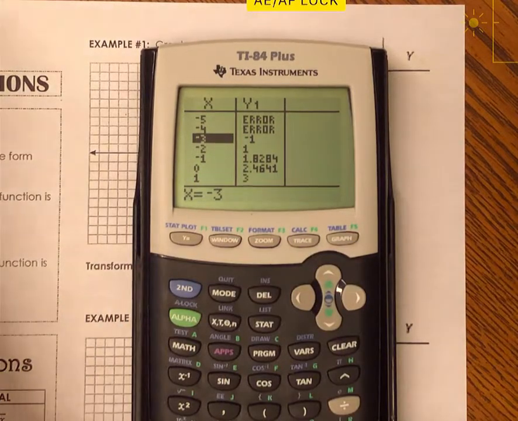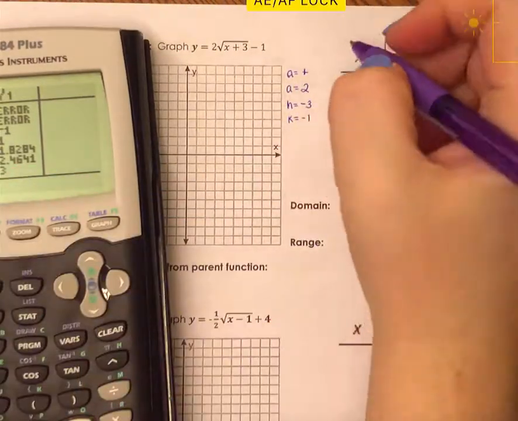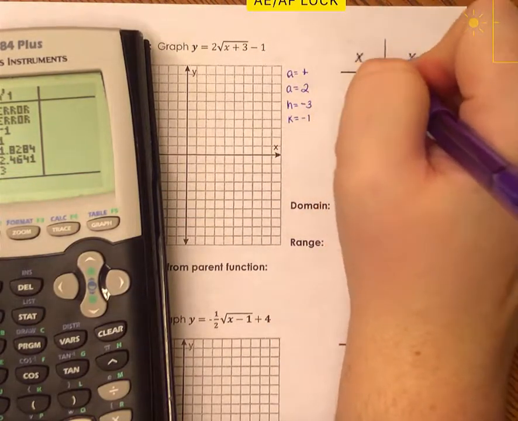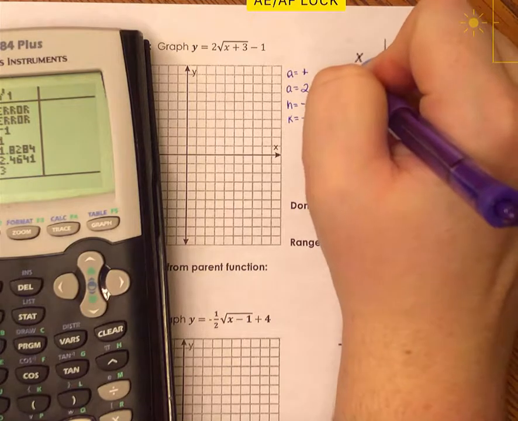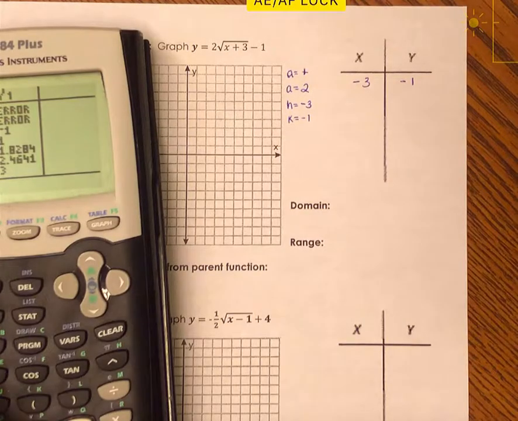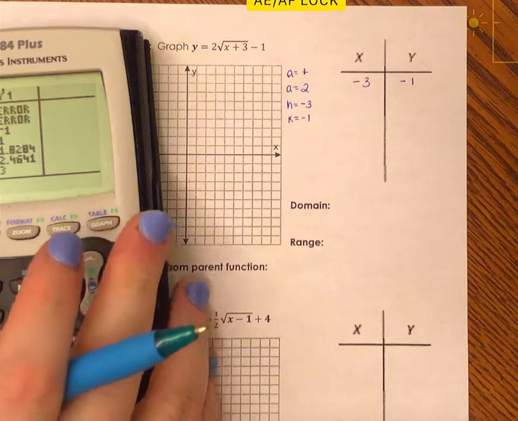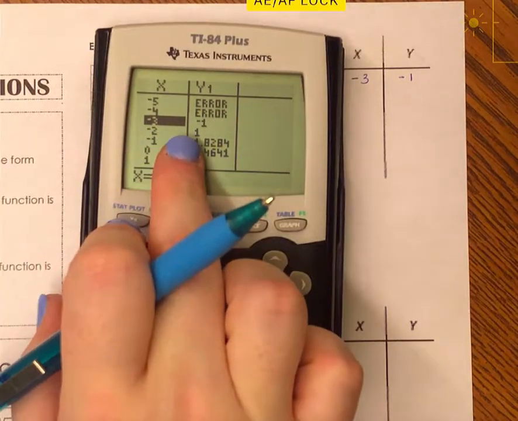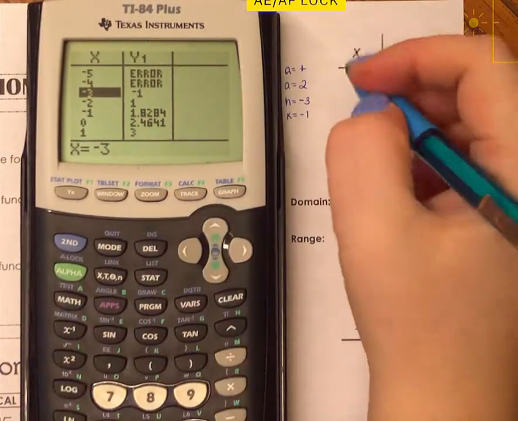So negative 3, negative 1 is a coordinate that I can graph. That is actually our starting coordinate. So the x value is negative 3, y value is negative 1. That is our starting coordinate. Then I can find other coordinates that we can use to be able to graph. So negative 2, positive 1 is a good coordinate to be able to graph.